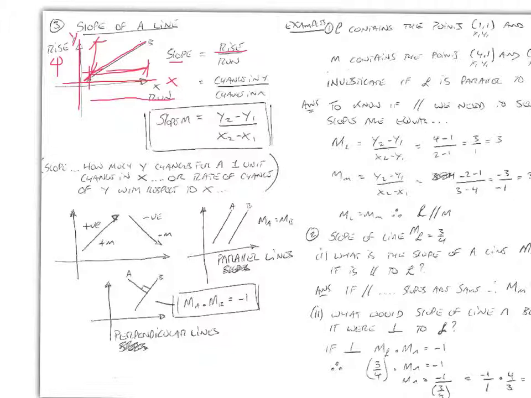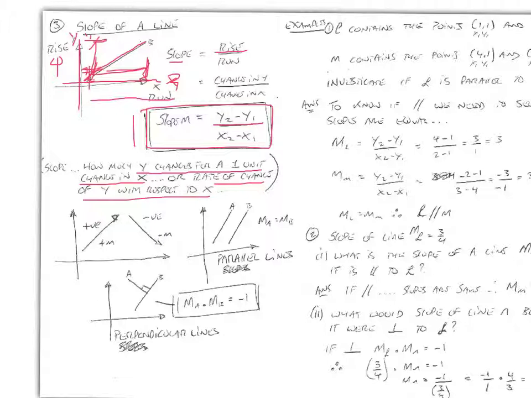Or we can say that the slope is the change in y from here to here divided by the change in x. And so the formula we get actually is the y2 minus the y1 value divided by the x2 minus the x1 value there. And that's the formula for the slope m of a line. And let's just remember or note that slope means how much y changes for a 1 unit change in x, or it's the rate of change of y with respect to x.